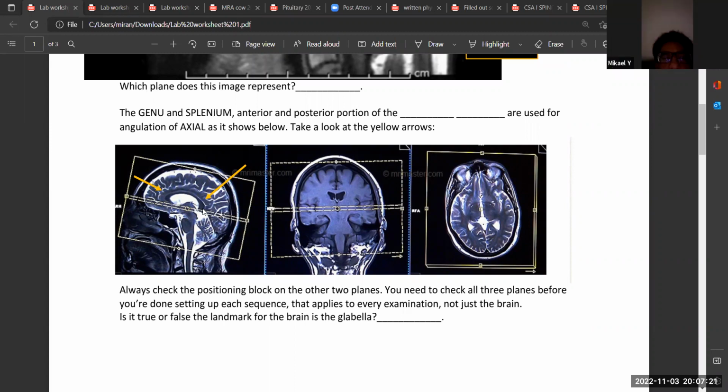Foramen magnum through the vertex. Okay. So slice coverage means we're covering from what point to what point. That's slice coverage. Slice angulation is just what anatomy are we angling with and how are we angling?